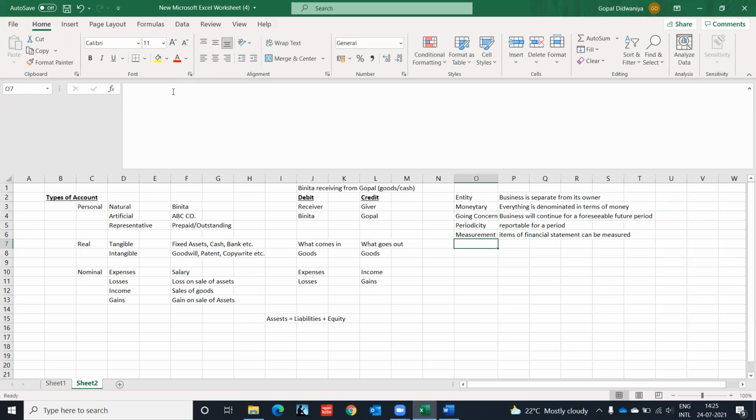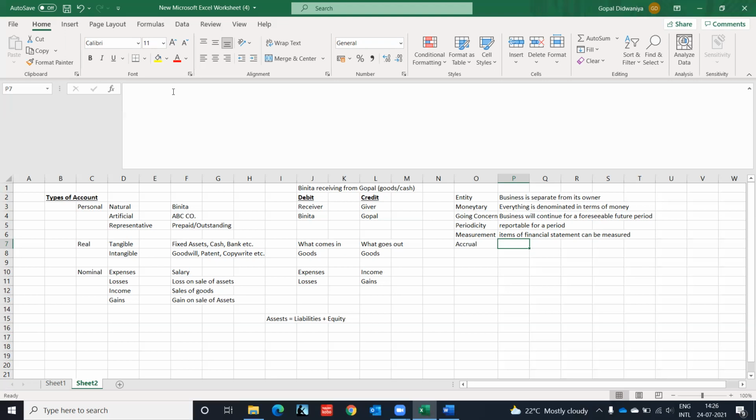And the last one, accrual. This is the most important concept. So in this accrual concept, what happens? When you incur the expenses, whether you have paid or not paid, you have to book them in the period to which they are related.